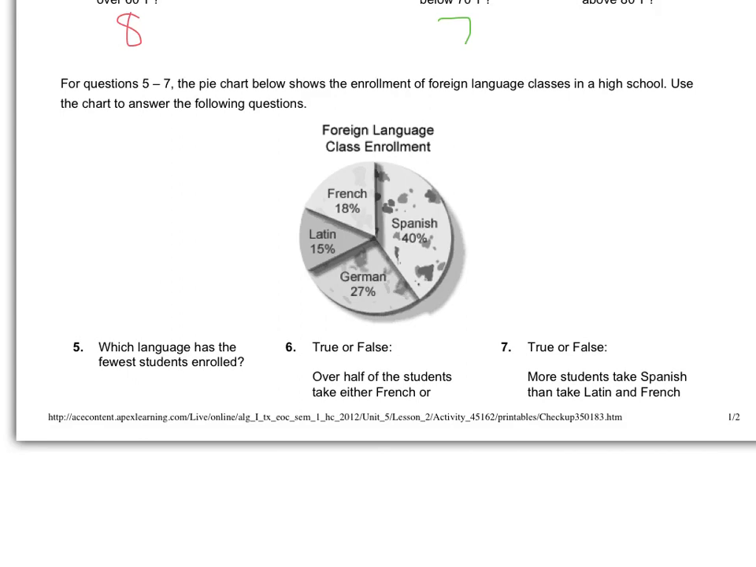Number 5, we have this pie chart we're supposed to read about the foreign language class enrollment. So which language has the fewest students enrolled? Well, that's going to be the one with the smallest percentage, which is Latin.